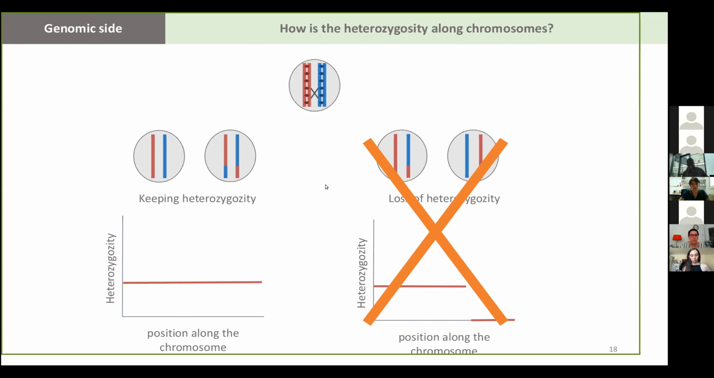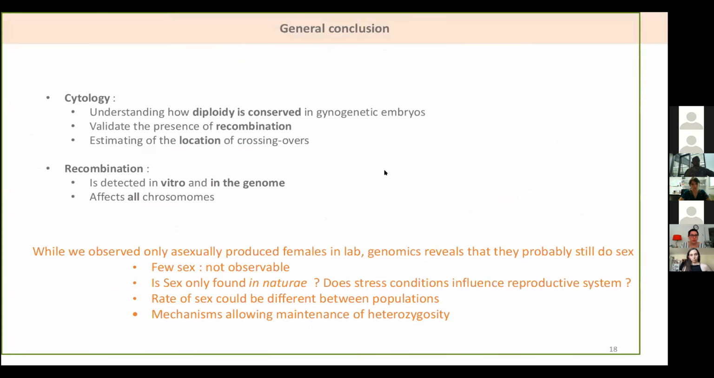And so finally, to conclude, we can say that the cytology allows us to understand how the diploidy is conserved in parthenogenetic embryos, and it validates the presence of recombination and allows us to estimate where the crossovers occur along the genome. We finally detect in vitro and genomic evidence for recombination, and this recombination affects all chromosomes. But the genomics reveal that they probably still do sex, maybe very rarely, which explains why it's not observable in the lab.